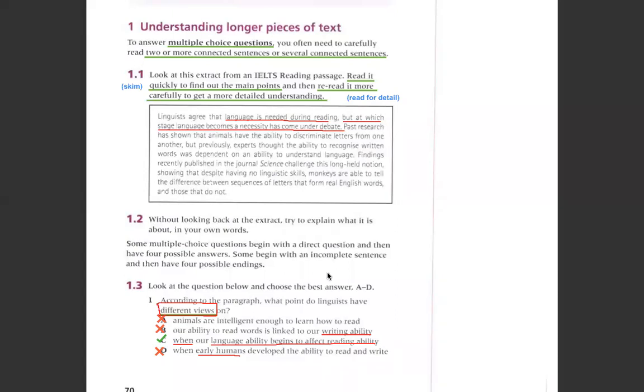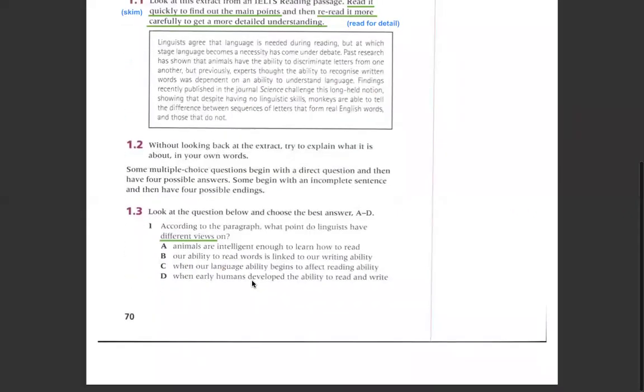is, they're not sure. So you can do this as a trial and error. If you're not sure, just cancel out the ones that you know are definitely incorrect, and that'll help you decide which is the correct answer. Okay, so you may be asked what people agree or disagree on.